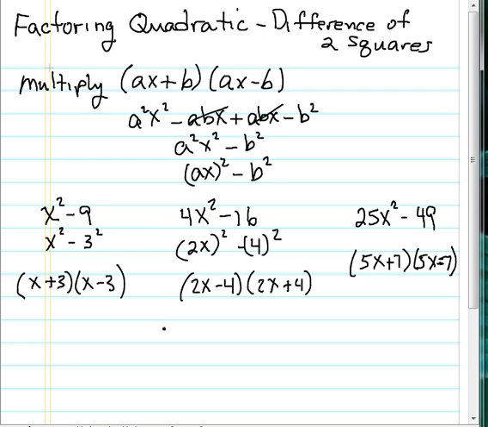Just one word of caution. If we had, say, 25x squared plus 49, that's a sum of two squares. This cannot be factored. We could try all kinds of combinations, and this will not be factored. If you tried 5x plus 7 times 5x plus 7 and FOILed that, you're going to get a trinomial. So this one is prime.